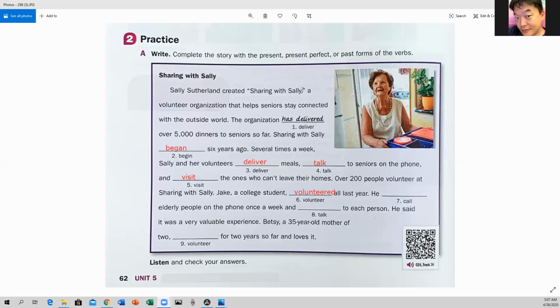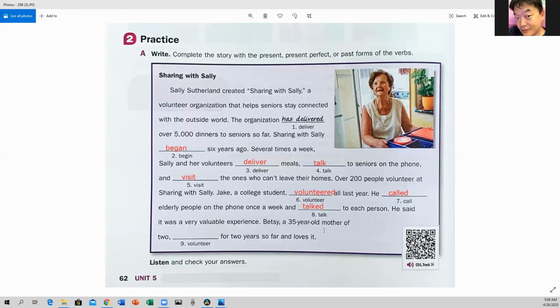Okay, take a look here. Continuing. Jake, a college student, volunteered all last year. We were talking about last year, so continue. He called. Okay, last year, he called elderly people on the phone once a week and talked to each person, because call is a regular verb, talk is a regular verb, and then called and talked. He said it was a very valuable experience.